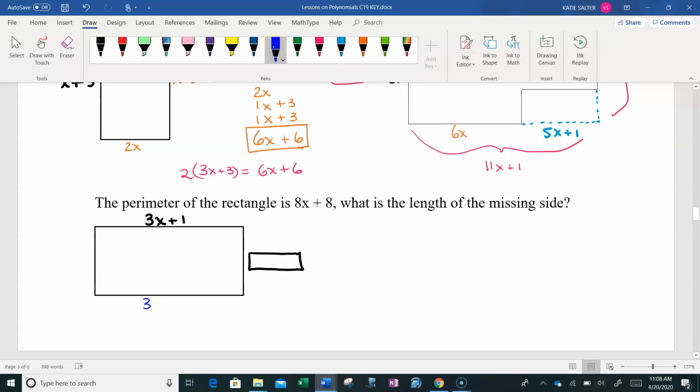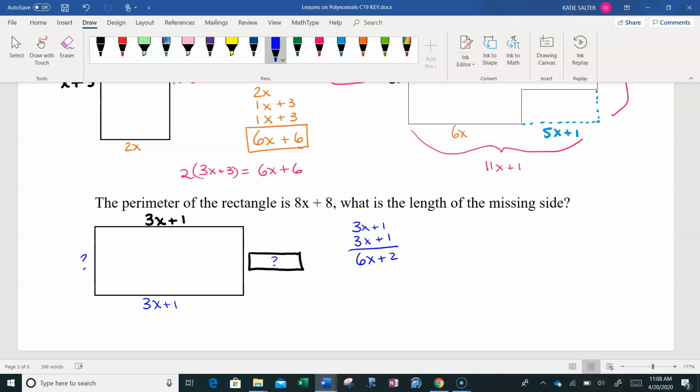that this side over here is also going to be 3x plus 1. What we're missing is these sides right here, which is why there's a little box there. That's what it wants you to find. So let's add the two sides that we have. If we have 3x plus 1 plus 3x plus 1, that adds to give us 6x plus 2.